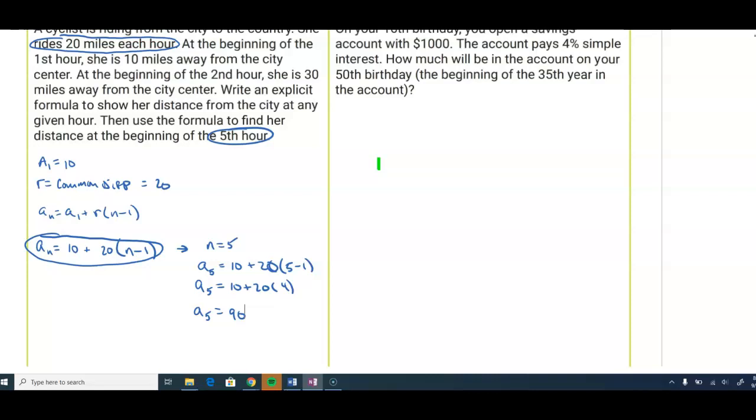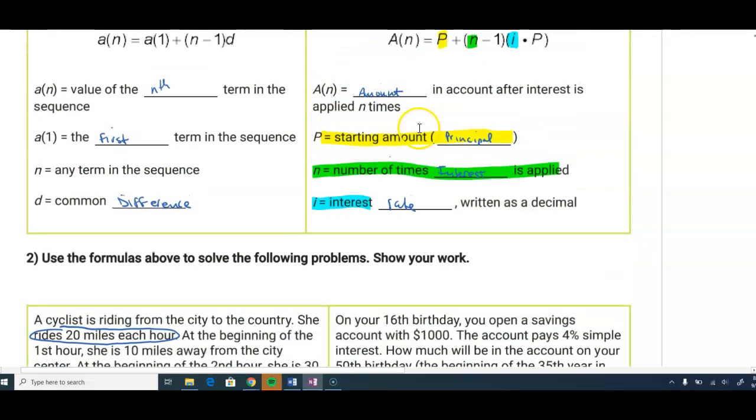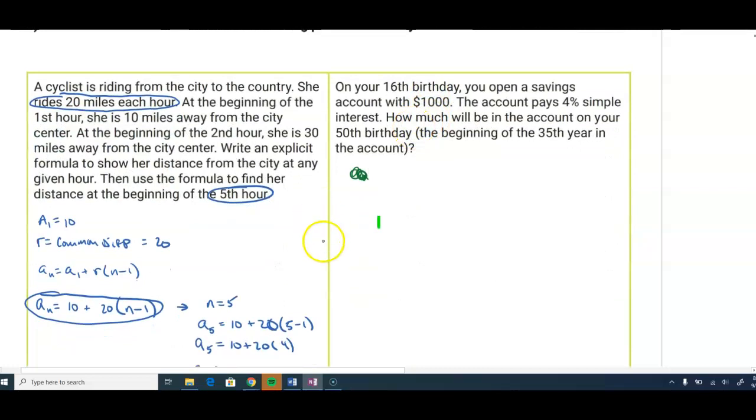Now the next one, right, next to it: on your 16th birthday, you open a savings account with $1,000. So right away, your initial amount, when you go up here for simple interest, that's your P. So remember, A sub 1 is now P, which is $1,000. The account pays 4%, so your rate is 4%, but as a decimal, I'm going to take 4 divided by 100, or know that it's 0.04. How much will it be in the account on your 50th birthday?